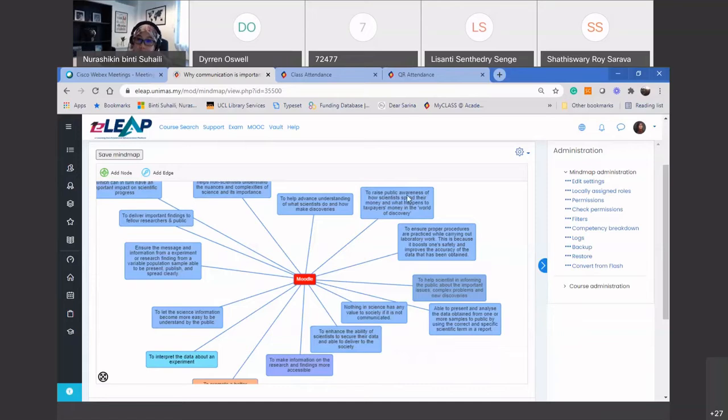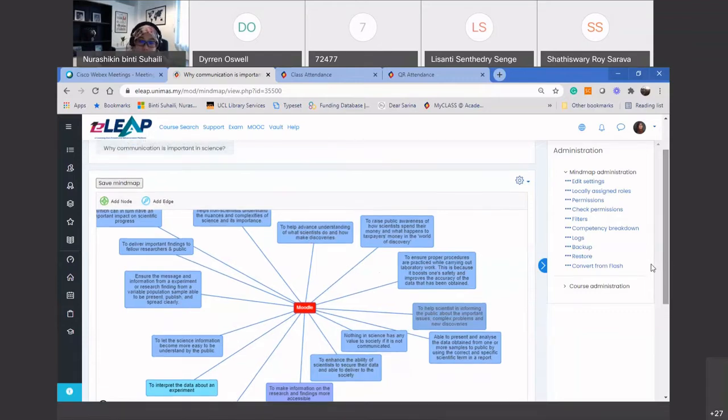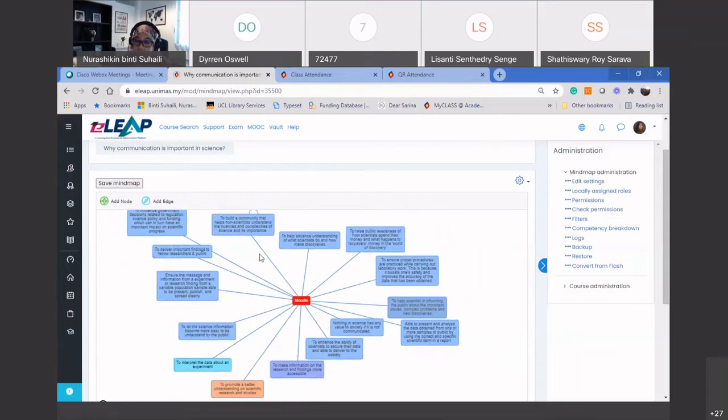And also in terms of awareness, the science literacy. Now we know a lot more than years before about vaccine, about pandemic, about a virus, because we are informed by the mass media about the hazard, about the precautions, all these things. It's about awareness. If there's no awareness, then we cannot practice good hygiene or good practice and so on. To help advance understanding of what scientists do and how they make discoveries. So it's about letting people know what scientists are doing, what the works are all about, to build a community that helps non-scientists understand the nuances and complexities of science and its importance, the awareness.